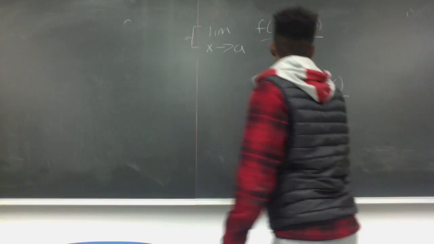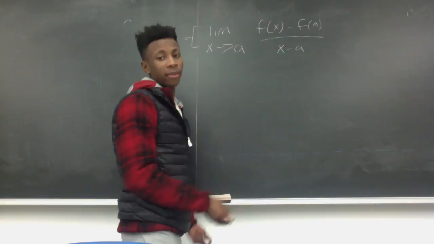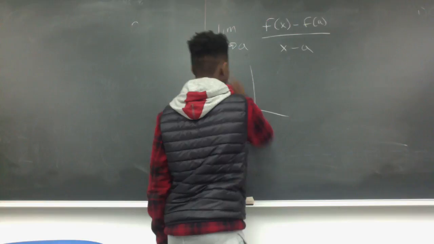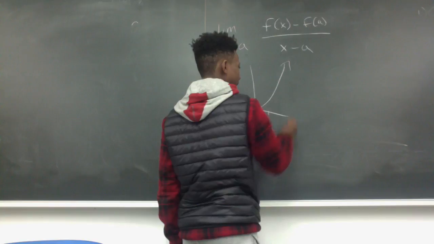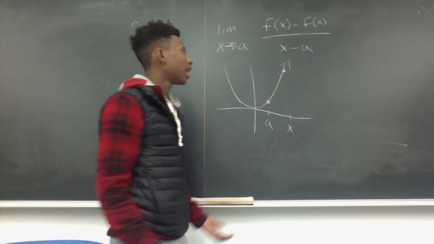Okay, let's take it back to high school math. When you try to find a slope between two points, what do you do? You do rise over run. Let's say you have a curve like this. You have a point here labeled A. And you have another point out here labeled X. When we wanted to find slopes between two points, we'd easily do rise over run.